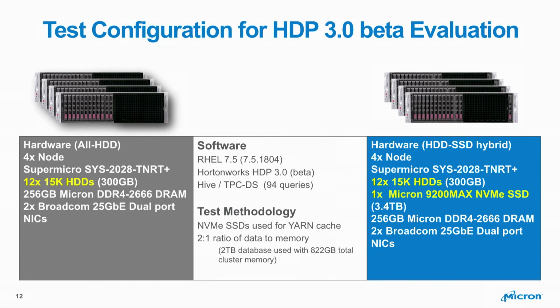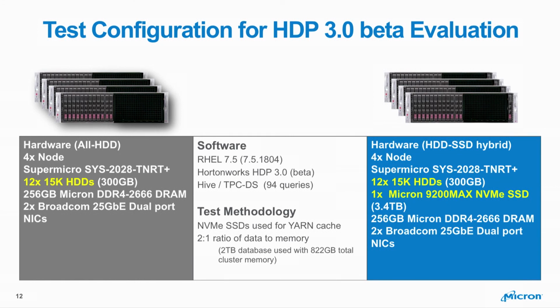So this is a view of the clusters that we used. In the gray corner, we have a cluster where each node has 12 15K hard drives. In the blue corner, we had an identical cluster, but we added an NVMe SSD to each node of that cluster and used Hive as the application. You can think of the SSD as a cheap memory or an equivalent to an L2 cache.